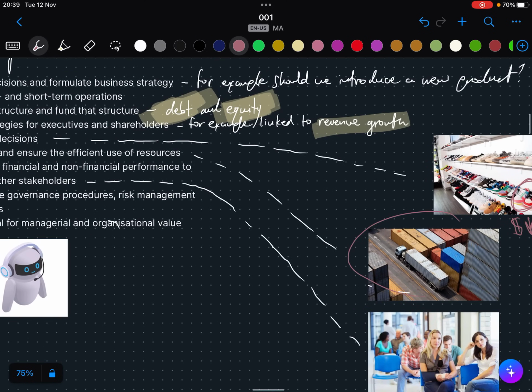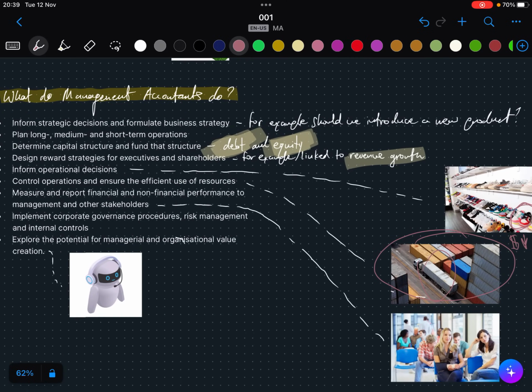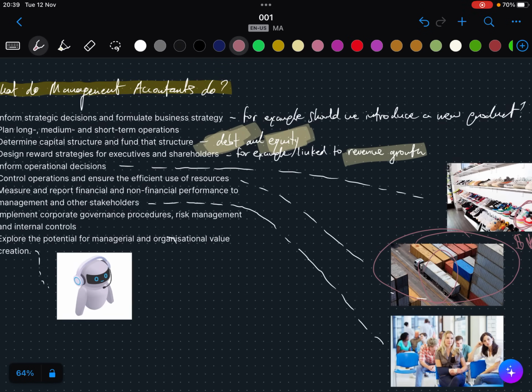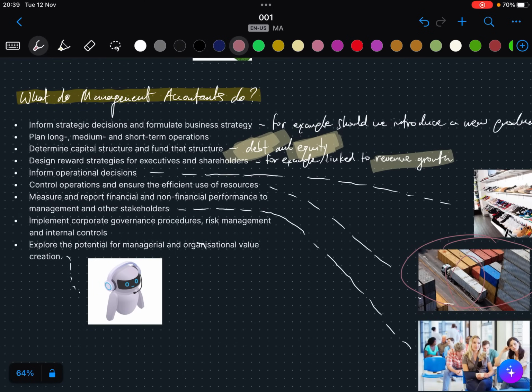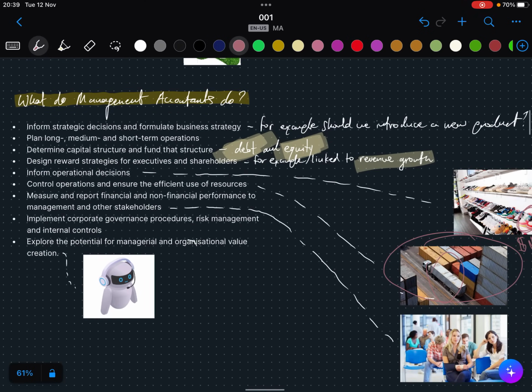Controlling operations and ensuring the efficient use of resources. If we think of a logistics company, a manager working in a logistics company could monitor fuel costs and vehicle maintenance expenses, and then see whether there are inefficiencies in route planning, and then if there are, optimize the route planning so as to save money on vehicle maintenance and fuel, thus lowering the cost of the operation and saving the company money.